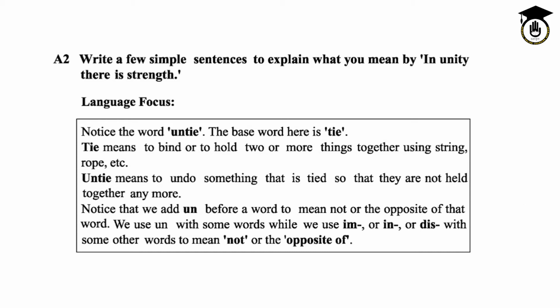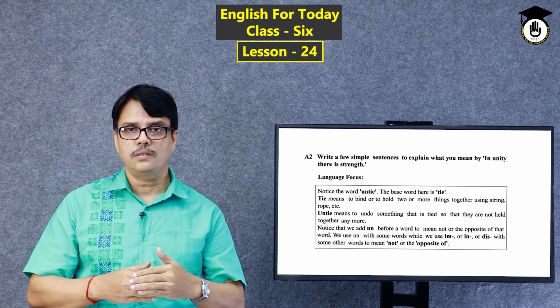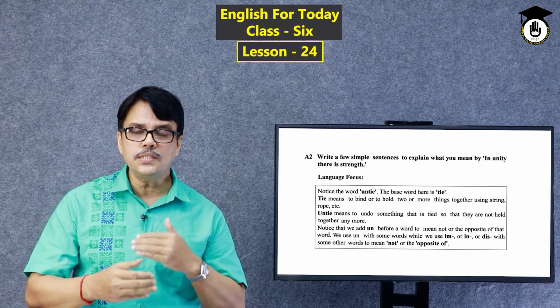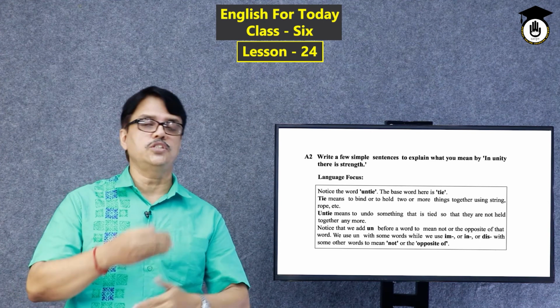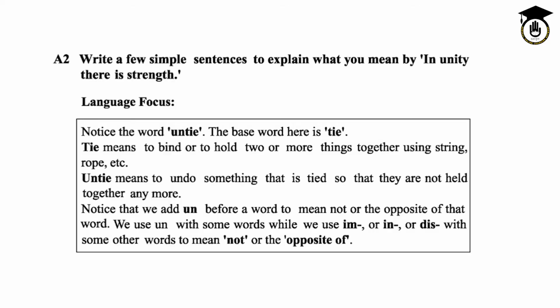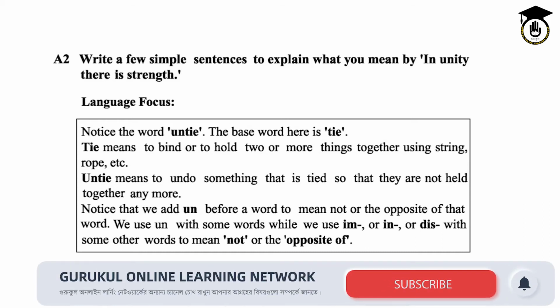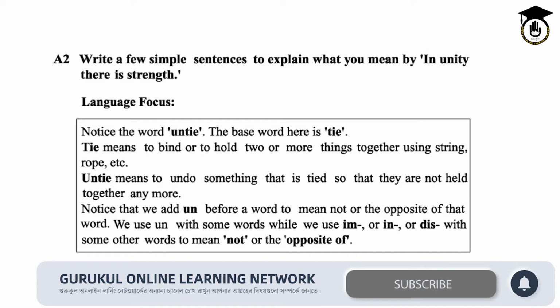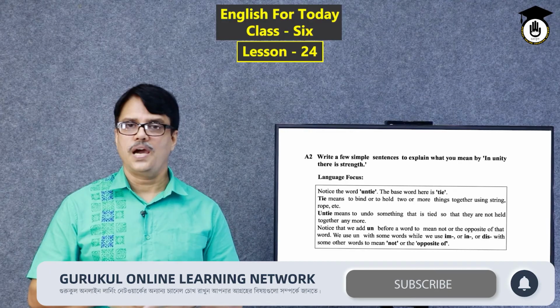Okay. Notice that we add un before a word to mean not or the opposite of that word. Already we have discussed it. If we use un with any word, the meaning will be not or the opposite of the given word. We use un with some words while we use im, in or dis with some other words to mean not or the opposite of. Understand, my students?